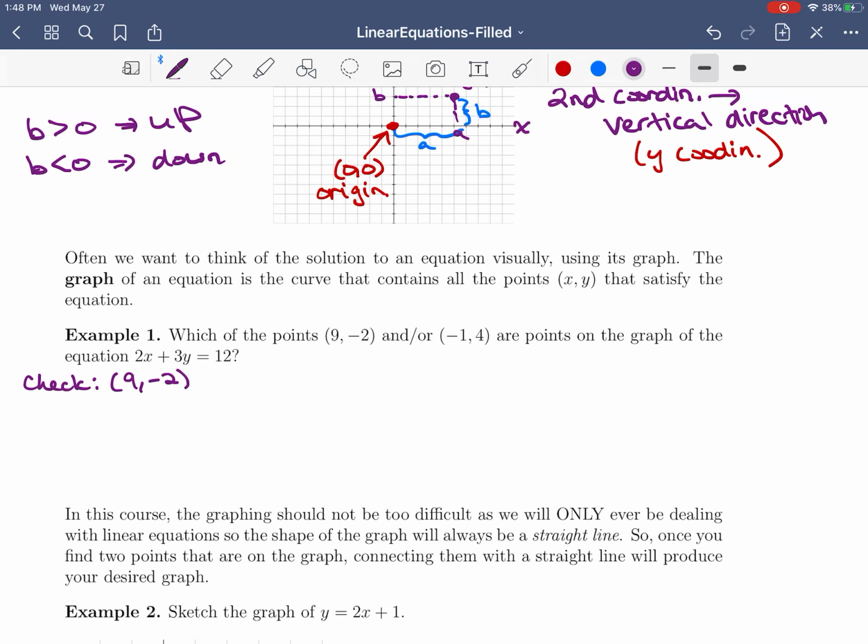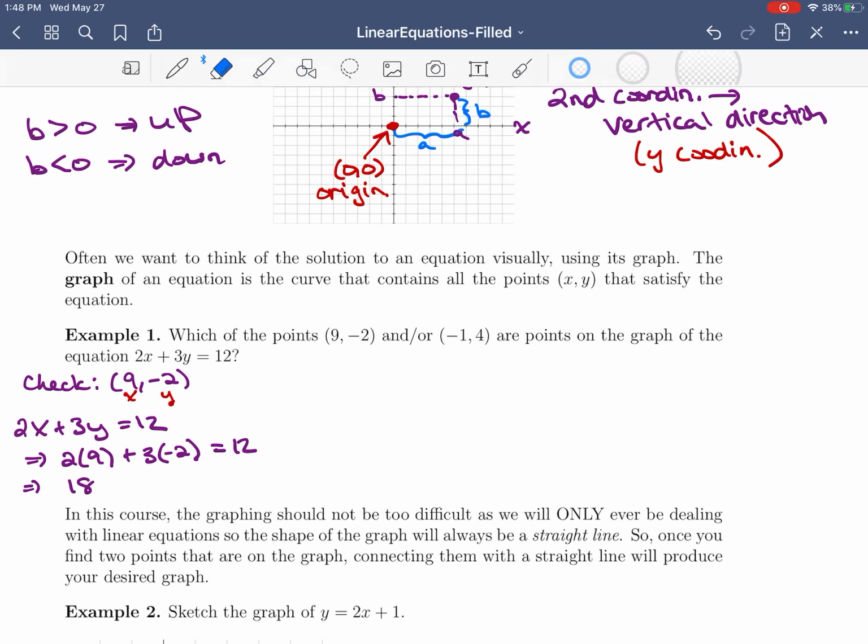If we have the point (9, -2), this is my x, this is my y. I'm going to plug it into the equation. So I'm going to have 2 times 9 plus 3 times negative 2, and I'm hoping that equals 12. Here this is 18, and 3 times negative 2 is negative 6. Instead of adding negative 6, I can subtract 6. So I get 12 equals 12. What this tells us is that the point (9, -2) is on the graph.